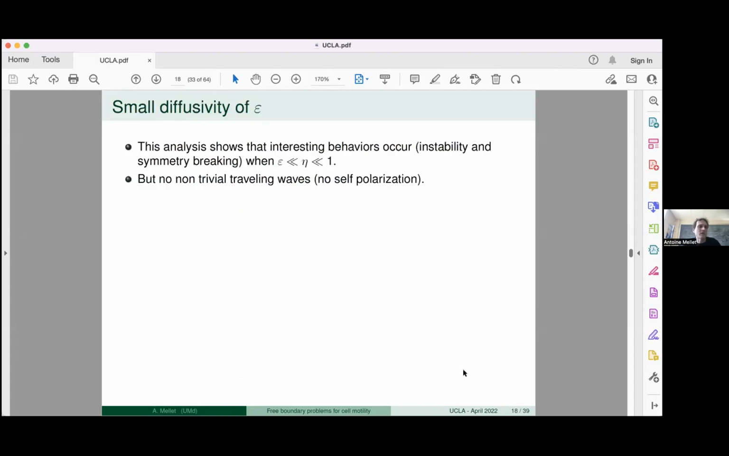All of this shows that we clearly have instability and symmetry breaking in this regime. This is a regime in which, as I said, we took epsilon goes to 0 first, to get this phase separation. And then we looked at what happened when eta was small, so epsilon is much smaller than eta, much smaller than 1. However, in this model, we do not find any non-trivial traveling wave. So the self-polarization that I was looking for, the idea that cells could start moving in one direction or another, we don't see it here.